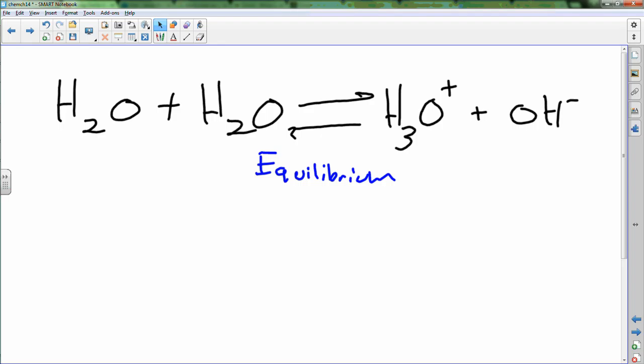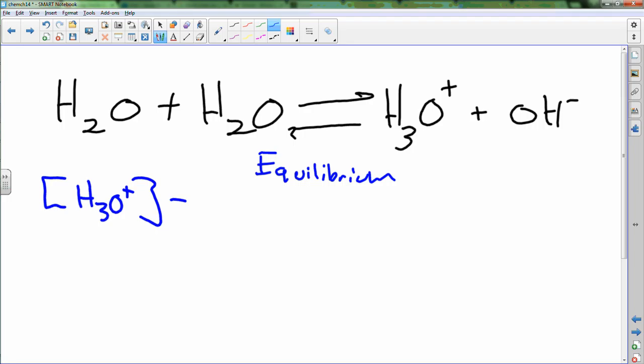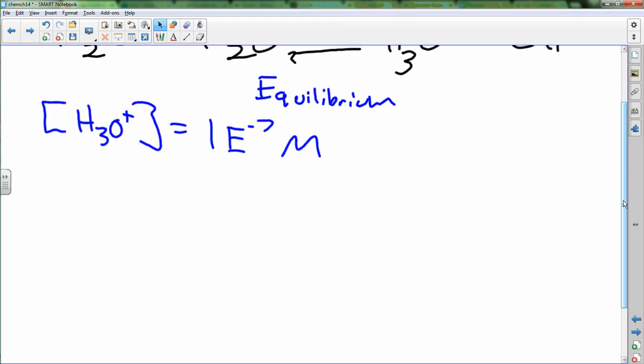If we were to look at the concentration of hydronium ions and hydroxide ions in that water, what we would find is if you had pure water, the concentration of H3O+ is going to equal 1 times 10 to the negative 7th molar. Very small concentration, yes. Why is that? A tiny little bit.